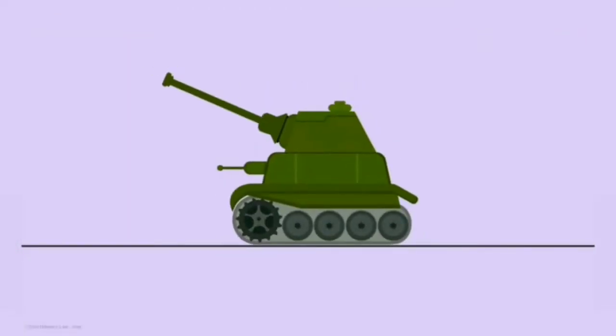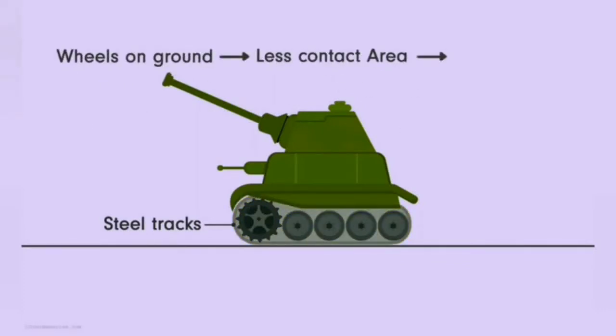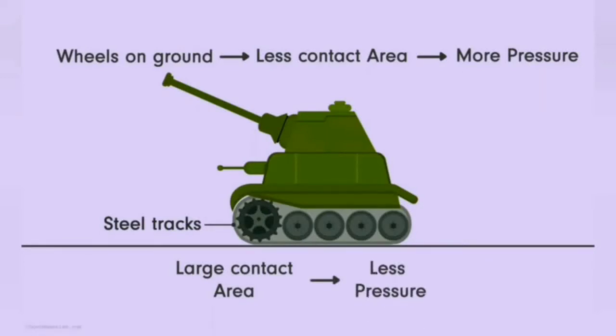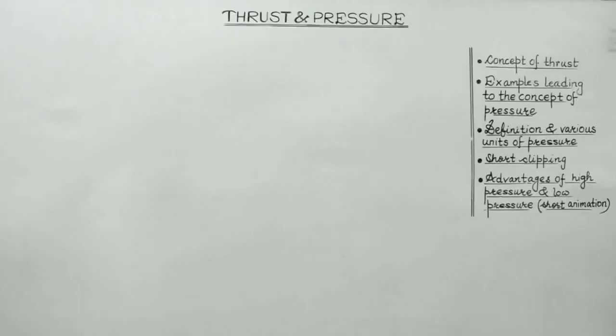Have you ever wondered why the wheels of this army tank run on the steel track rather than on the ground? It is because steel tracks have large area of contact with the ground. As a result of this large area of contact, the weight of the tank gets distributed over a larger area and thus lesser pressure is exerted on the ground.